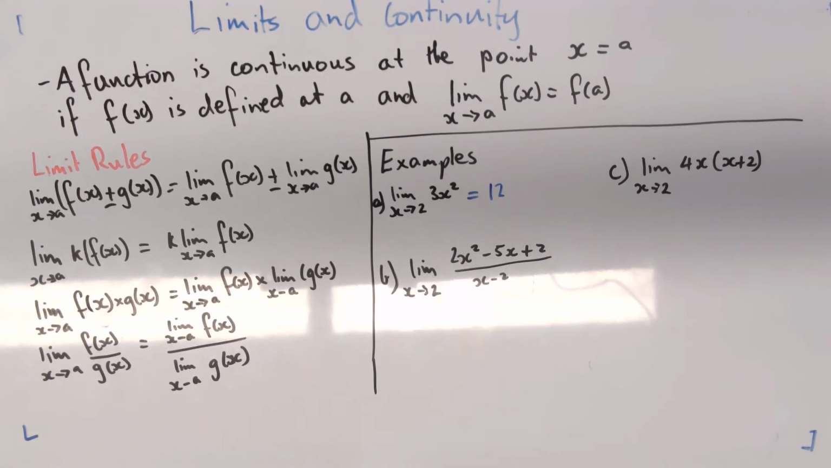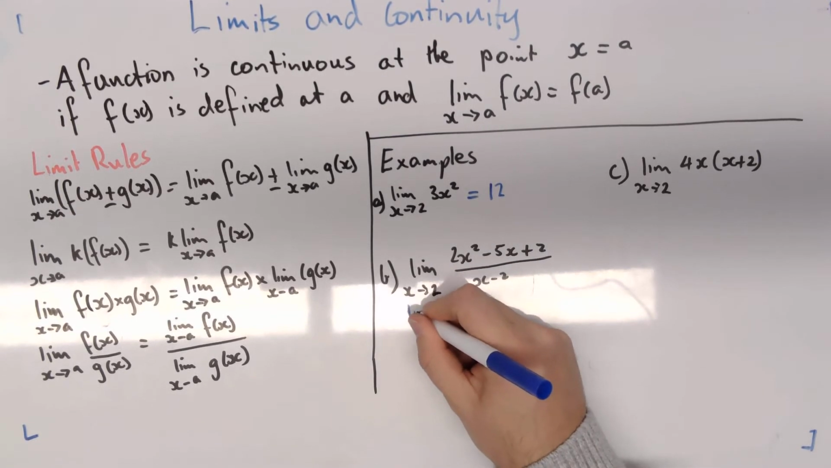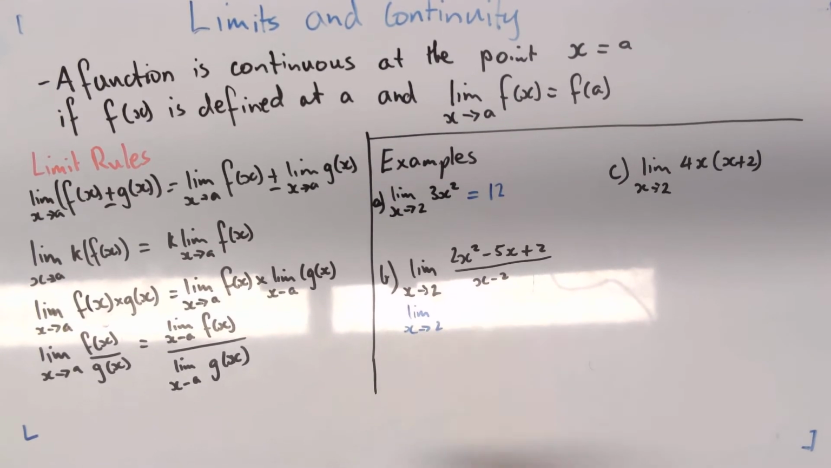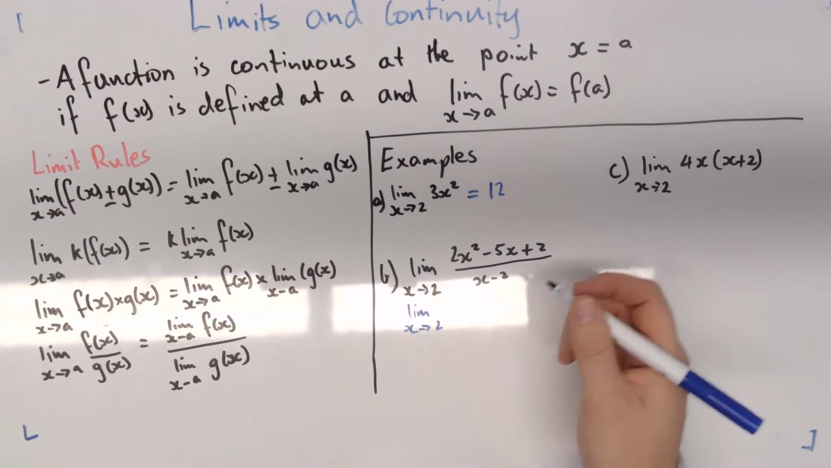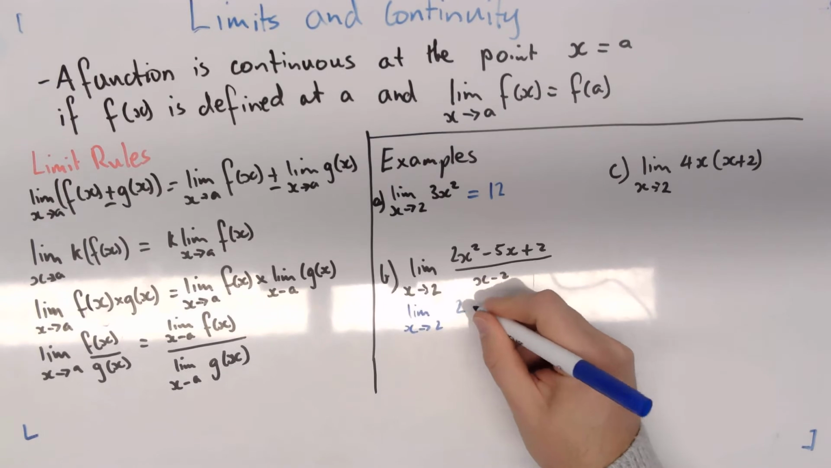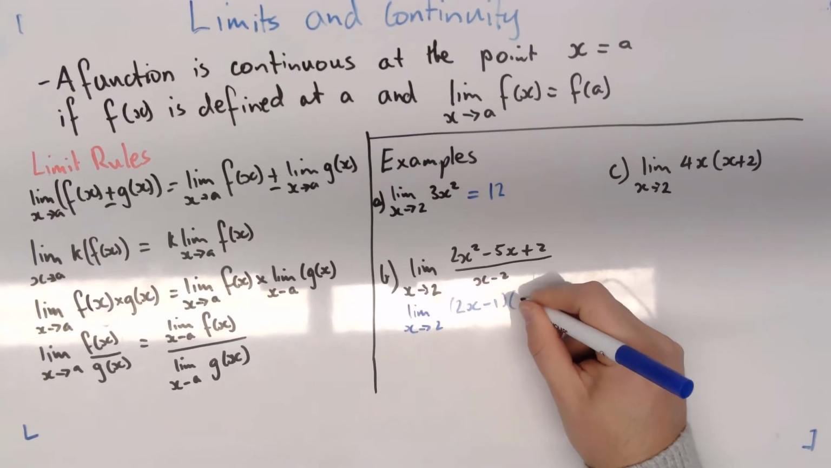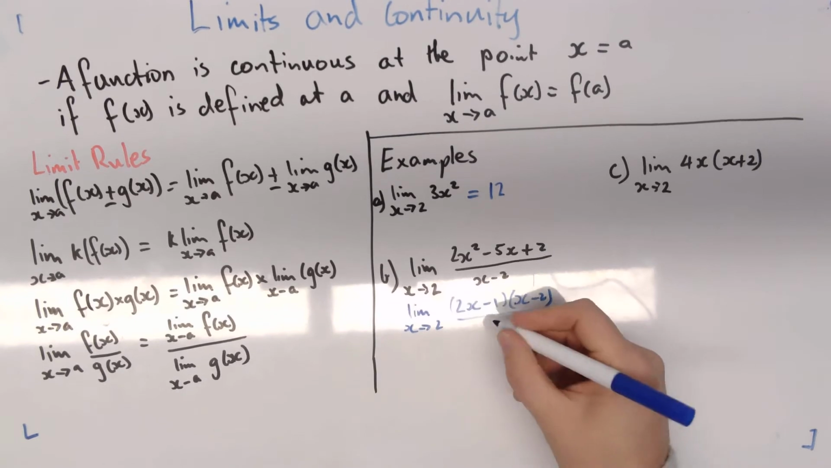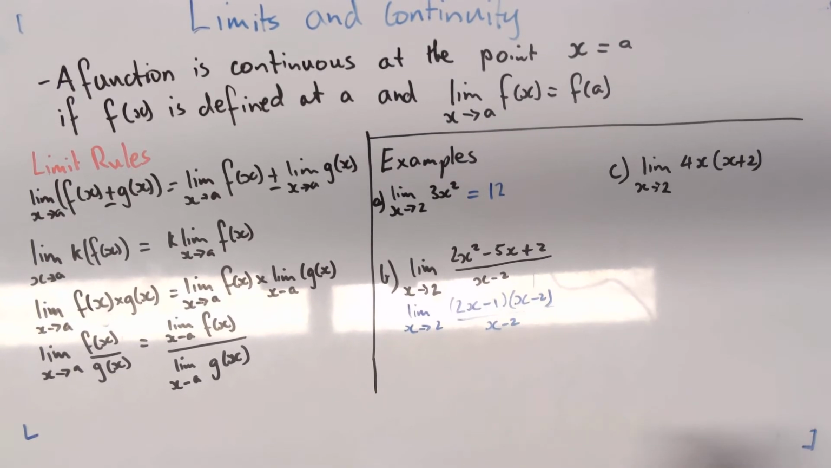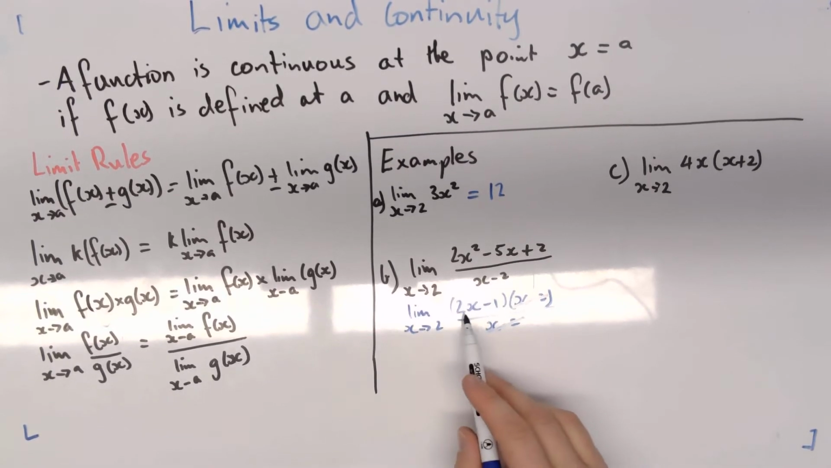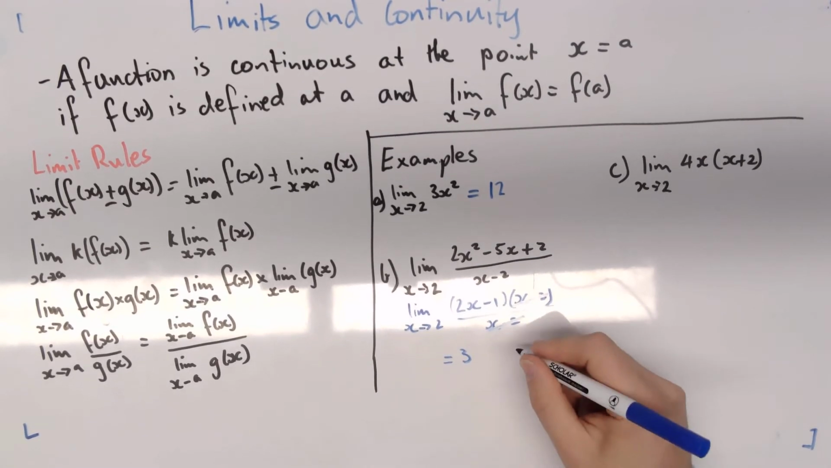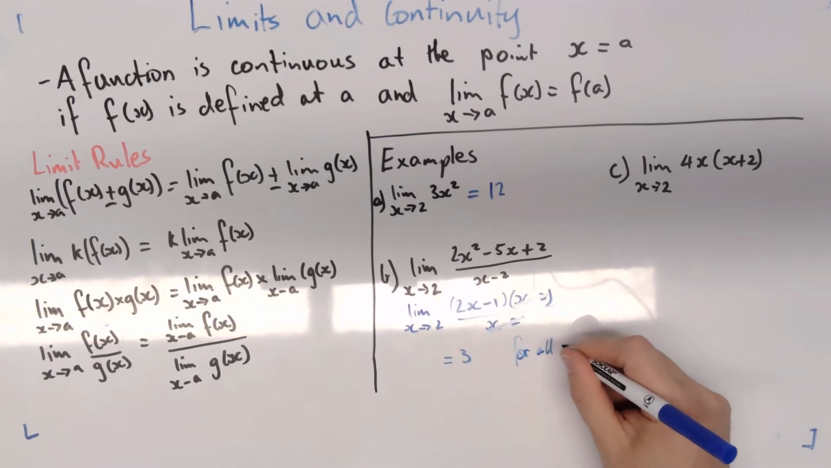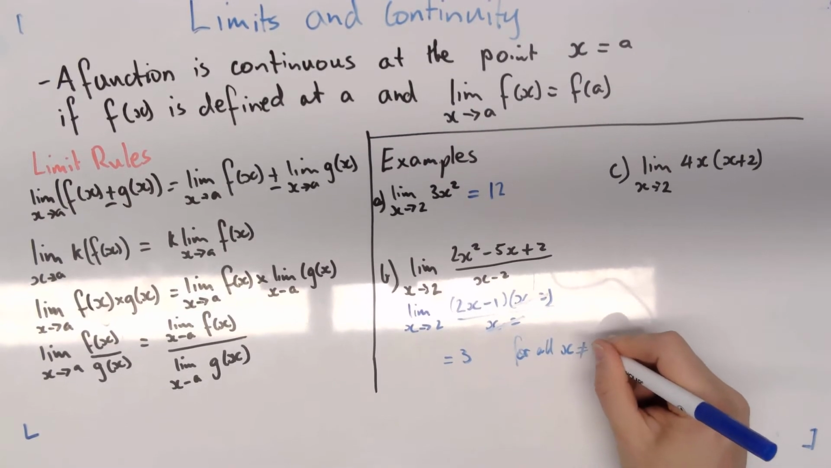We get to ones like this, it's a little bit more complicated. What we need to do is look at factorizing this, because if I put 2 straight into this function, it's going to equal 0 over 0 and be undefined. So we just need to be careful with some of these. If we do 2x take 1 times x take 2, we can factorize the numerator over x take 2. The x take 2's disappear. So the limit as x approaches 2 of 2x take 1 is equal to 3, and that's true for all x excluding 2.